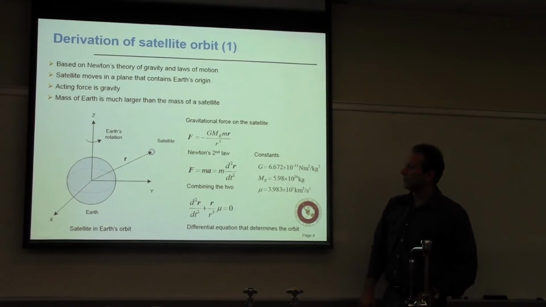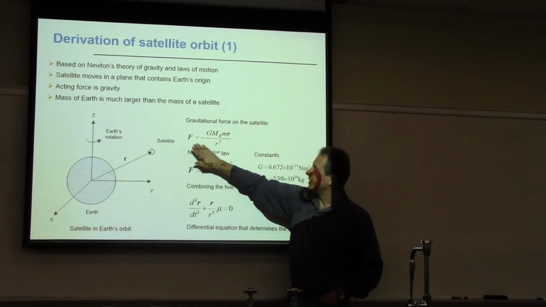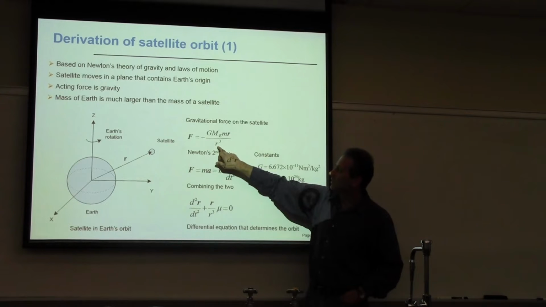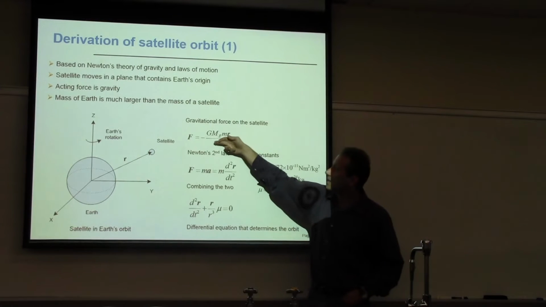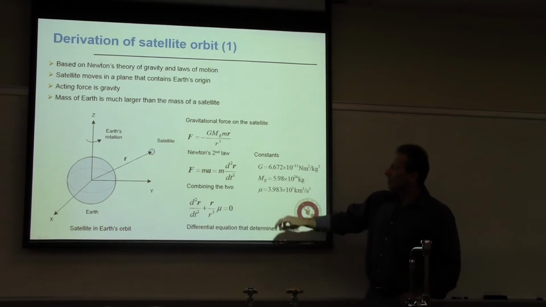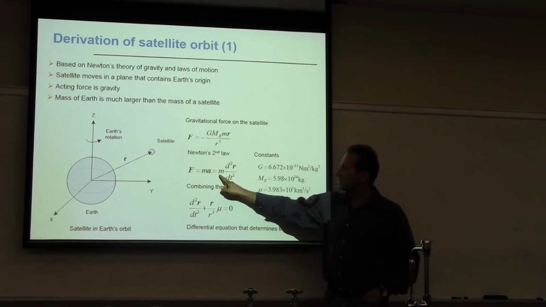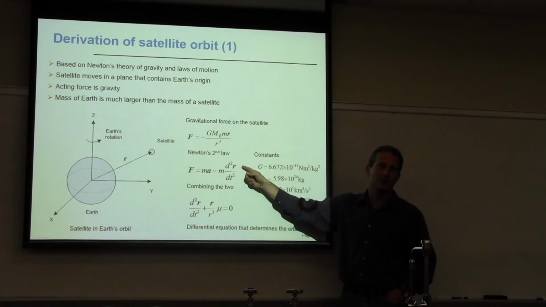gravitational forces around, then the force experienced by the satellite is proportional to the mass of the Earth, the mass of the satellite, divided by the distance r squared. R cubed here is the square of the distance, right? And this minus tells you that the force is pulling you down. Now, based on Newton's second law, the force is mass times acceleration. So acceleration is the second derivative of your position vector with respect to time.